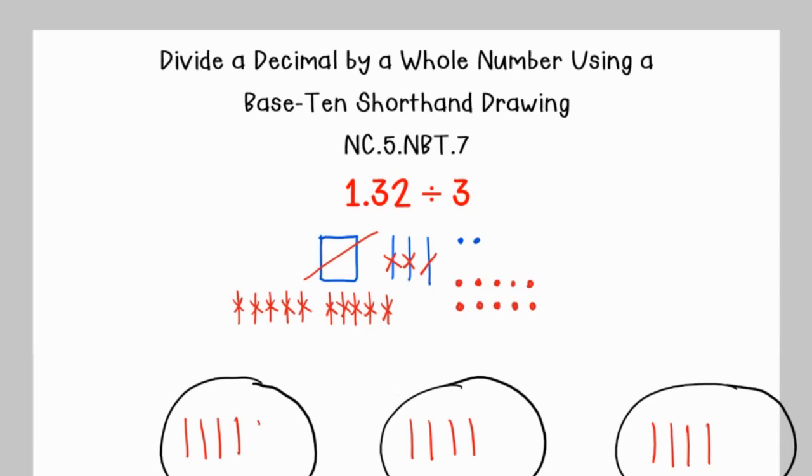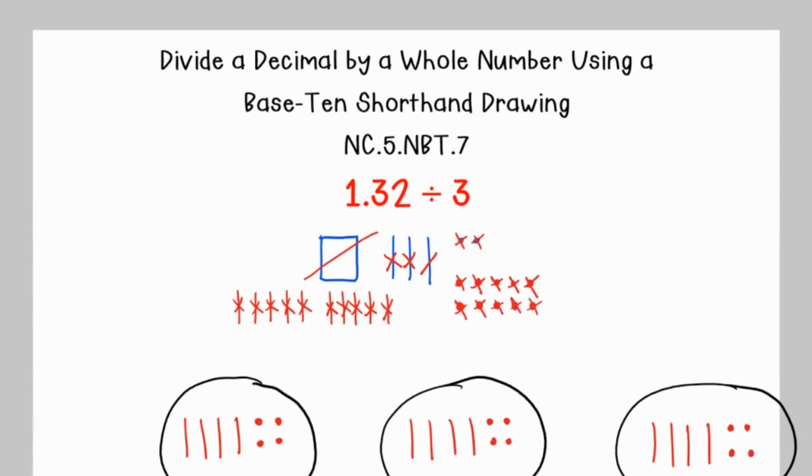If I give each group 1 hundredth, let's go ahead and cross out that we used 3 hundredths there. I know that I have enough hundredths to give each group another hundredth. Still, I have 6 hundredths remaining, so I can keep going, give each group another hundredth. And I have 3 hundredths left and 3 groups, so I can go ahead and distribute another hundredth to each group.